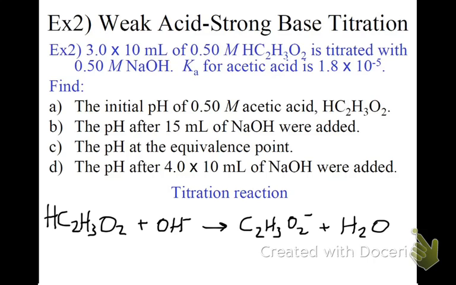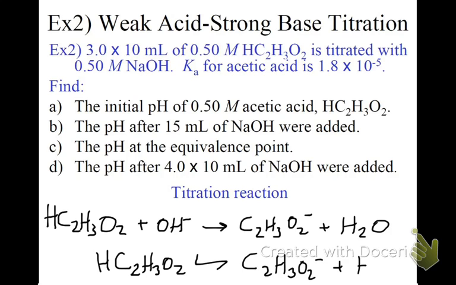However, also going on at the same time, the acetic acid that's in there, HC2H3O2, is at equilibrium with C2H3O2 minus, plus H plus. So this being a weak acid, it is at equilibrium with itself, with its ion, and H plus. So both of these are going to be happening simultaneously, and that's what makes this reaction a little bit trickier, because we have a lot more things going on, rather than just H plus and OH minus making water.